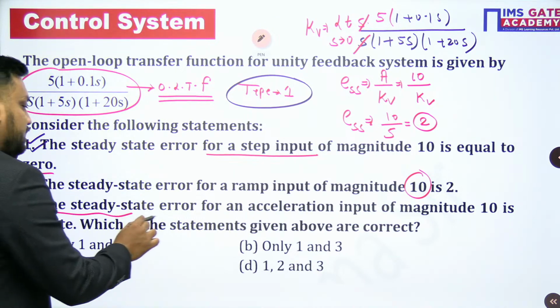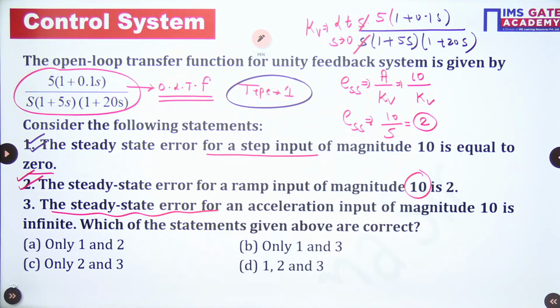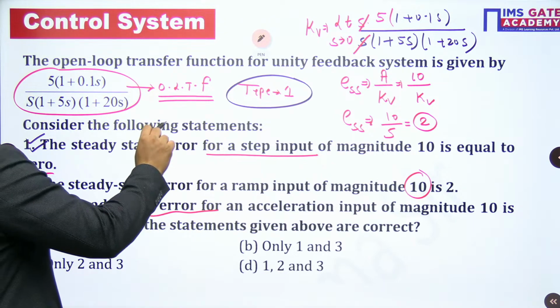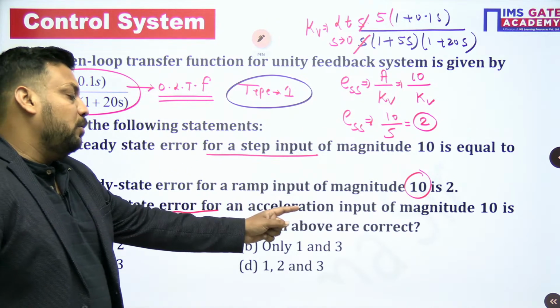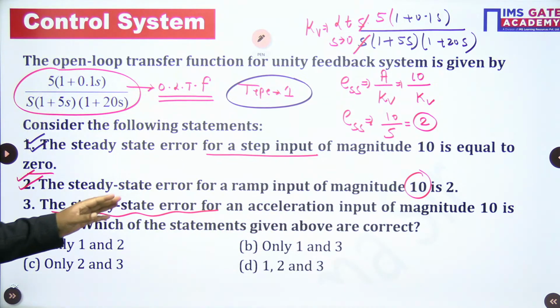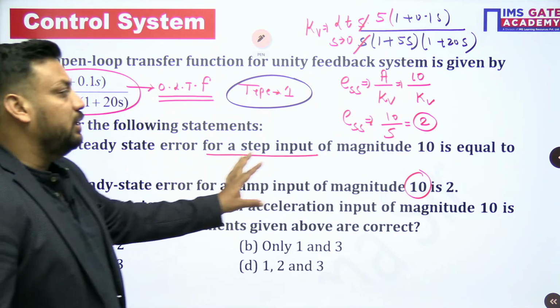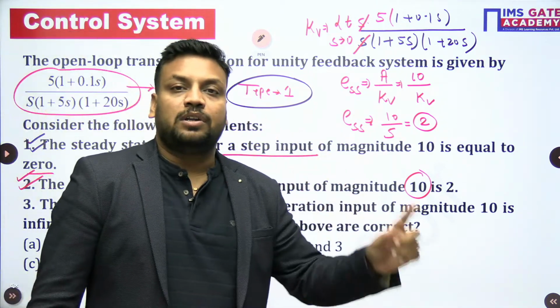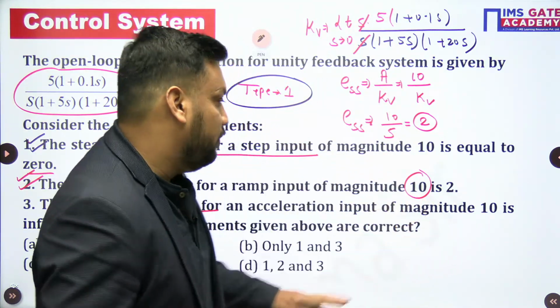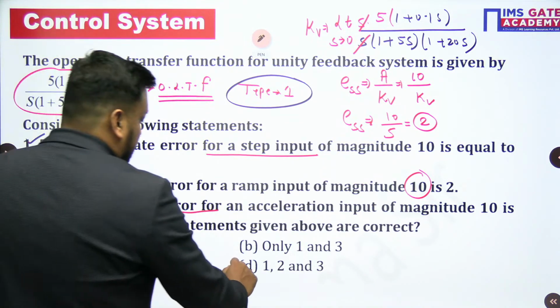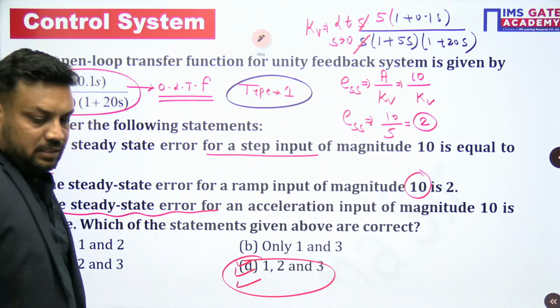The steady state error for an acceleration input of magnitude 10 is infinite. Which one of the following is correct? Because the system is of type 1 and the input is an acceleration input, meaning a parabolic input, it is for sure infinity. The table says that the steady state error for a type 1 system is 0 for the step input, A upon Kv for the ramp input, and infinity for the parabolic input. So the third statement is also true. So the correct answer is 1, 2, 3 only.